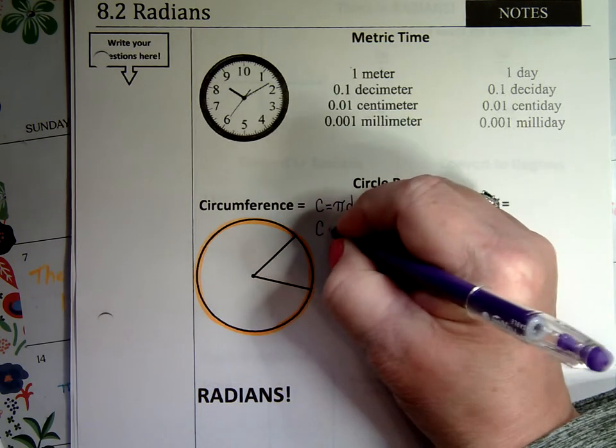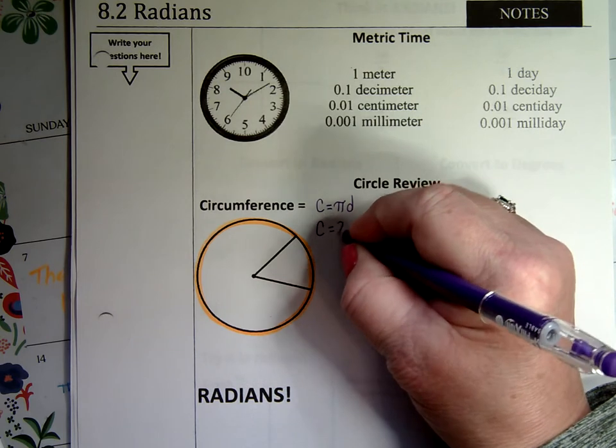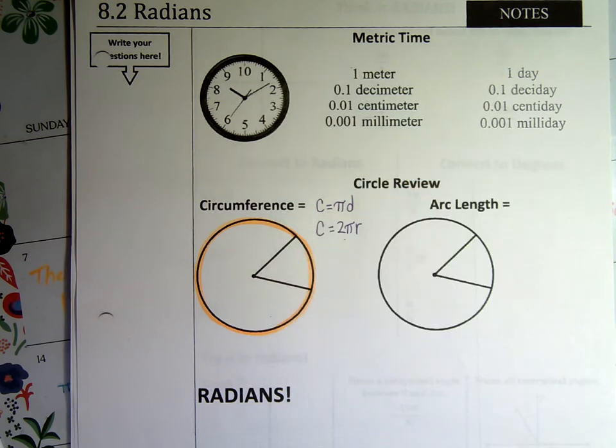Now you probably learned this in geometry, that circumference equals pi times diameter, some of you might say. Diameter is all the way across the circle. Some of you might say 2 times pi times the radius. That would also be a correct answer. Circumference, distance around the outside of the circle.